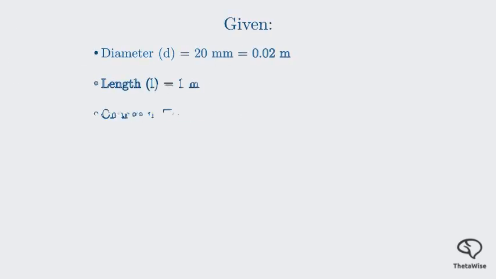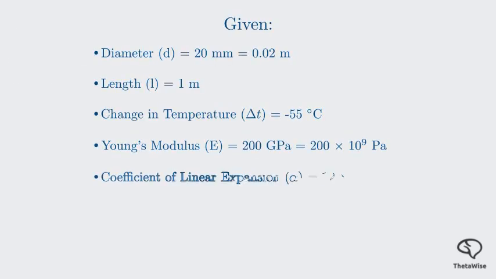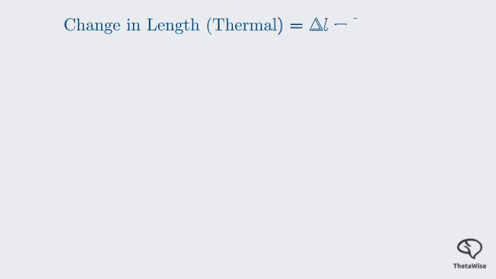Let's list the given data, making sure to convert units where necessary. Now, let's derive the formula for thermal stress. If the rod was free to contract, it would change in length by an amount delta L. The formula for this change in length due to temperature is the original length L times the coefficient of thermal expansion alpha times the change in temperature delta T.